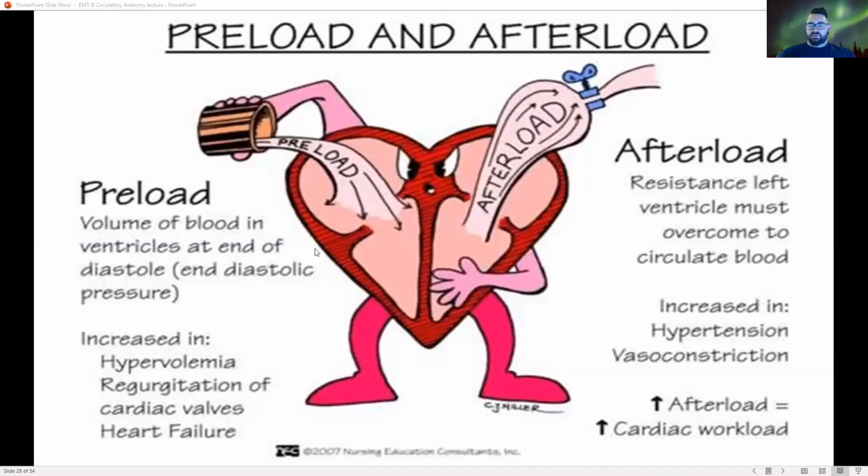To really make things simple, preload is the volume of blood in the ventricles at the end of diastole. That is the refilling pressure, the stuff coming back into the heart. And again, afterload is that resistance that the left ventricle must overcome to circulate blood. The afterload can be increased in vasoconstriction and hypertension, which is high blood pressure. And vasoconstriction is when the veins and arteries are constricted, they're more narrow, which means it's harder to pump through a more narrow conduit.